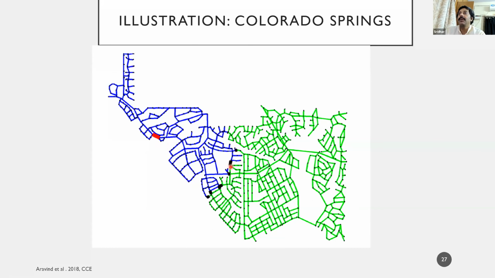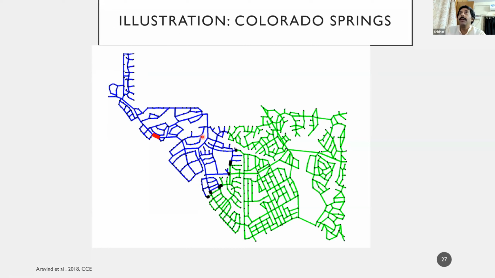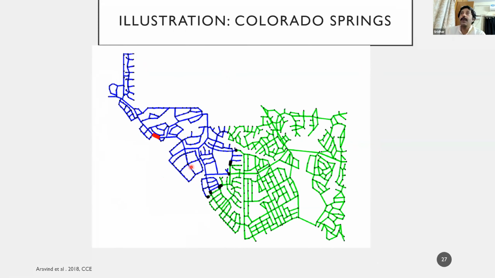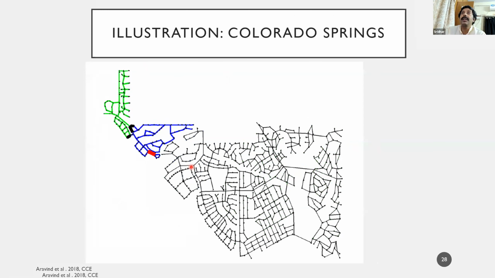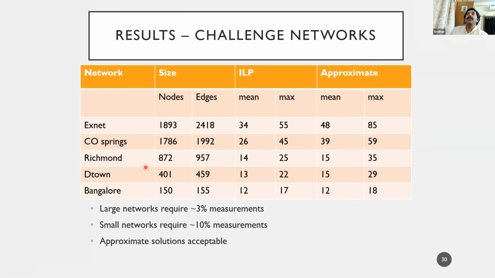In the first stage, I would isolate these pipes over here, which are shown in black. And then I would do a volume balance on either the left or the right, and then I would attribute the leak to one of these sides over here. Then in the next round, I would cut these pipes and isolate the leak to this part of the network, and eventually isolate it to the offending edge.